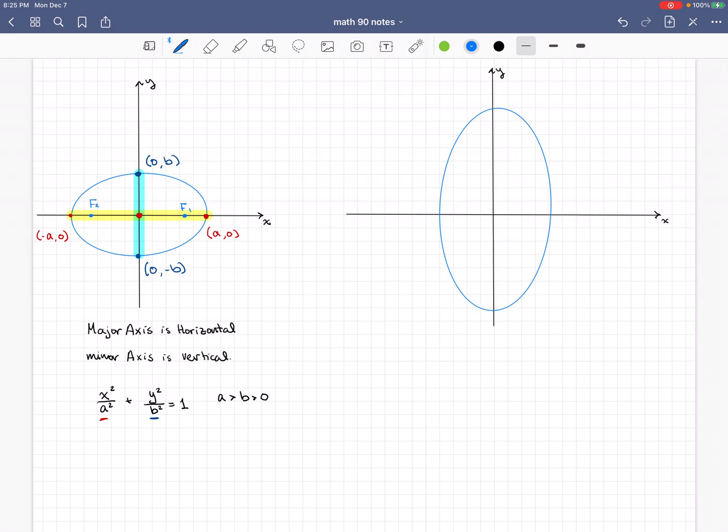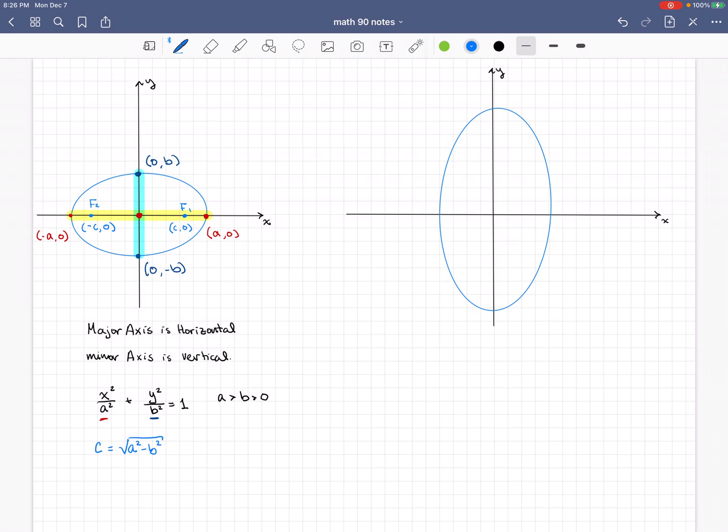And just like everything else, the two foci are symmetric about the origin. So we will label them as (c, 0) and (negative c, 0). And here, c is equal to the square root of a squared minus b squared. Or you can also say c squared is a squared minus b squared. So those are the mechanics of an equation of an ellipse with a horizontal major axis.